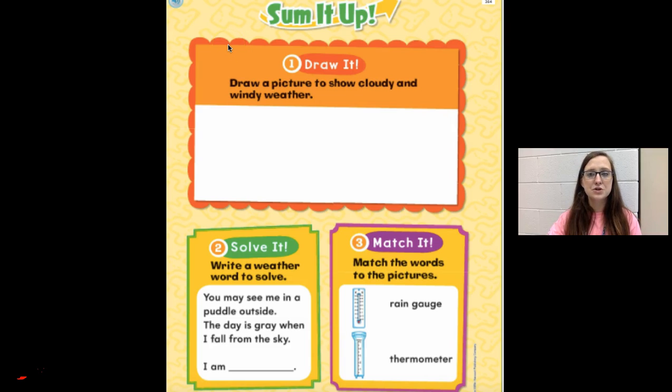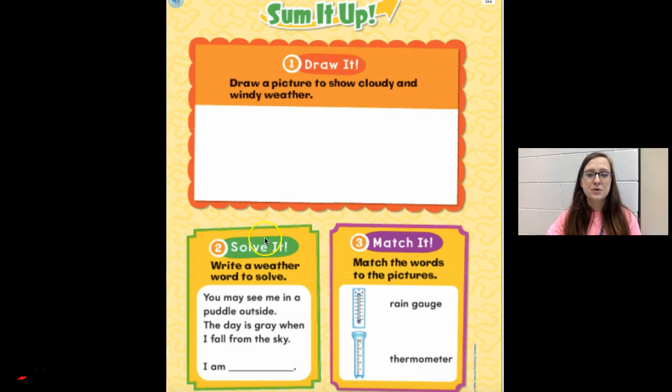Draw a picture to show cloudy and windy weather. Remember, you cannot see wind, but you can see the things that the wind is blowing around. So draw a picture to show cloudy and windy weather. Pause your video until you're done.